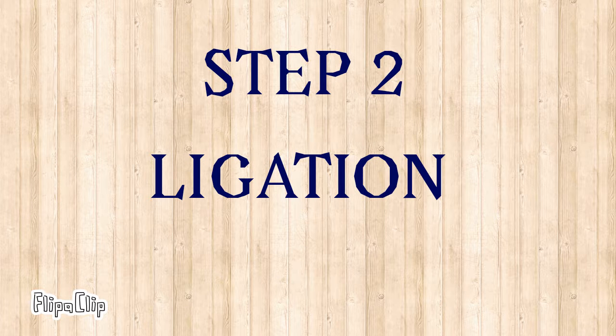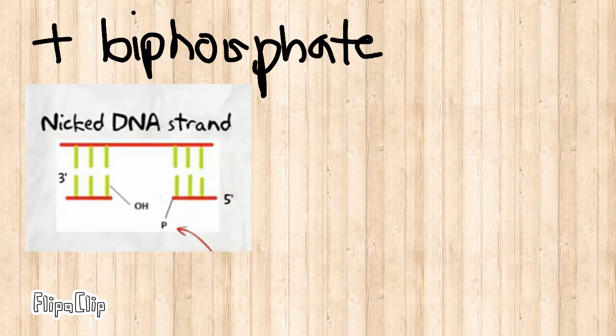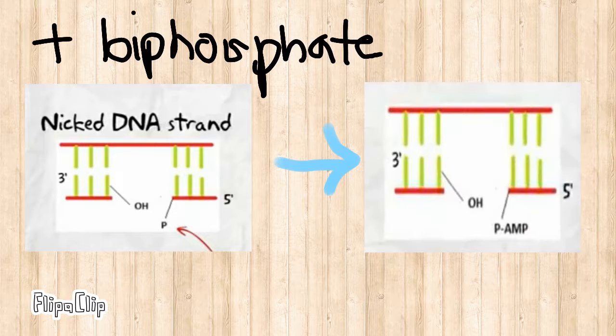Step 2: ligation. The enzyme ligase reacts with ATP to form a ligase-AMP complex. It reacts with the phosphate on one side of the nicked DNA strand, transferring AMP to the phosphate group. The final stage is detected by a free OH, forming a new phosphodiester bond and releasing AMP, then proceeding to the packaging process.